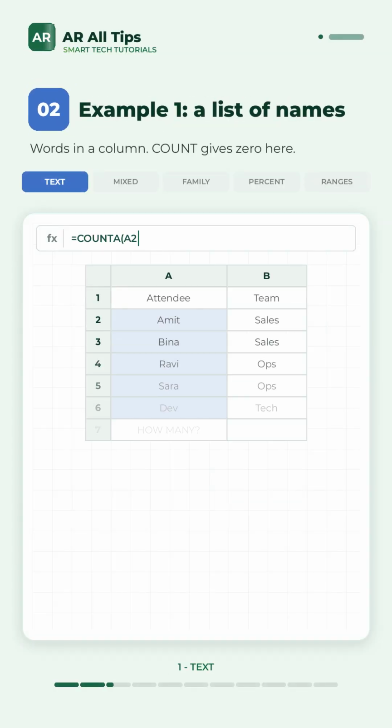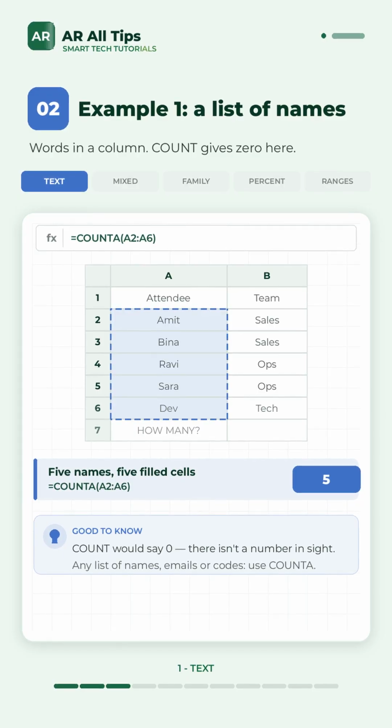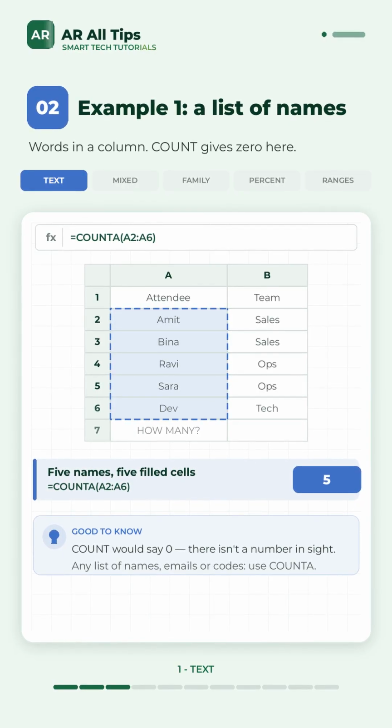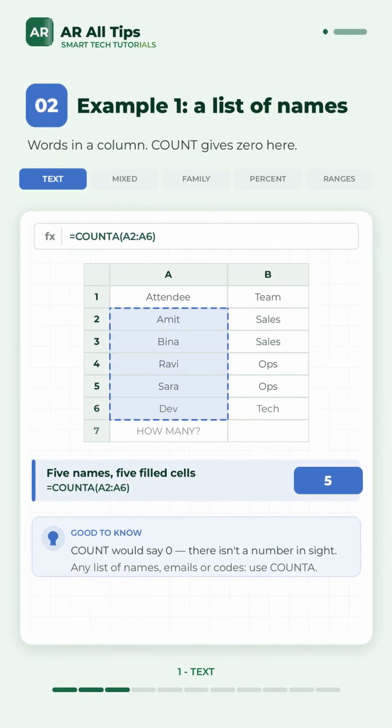Here's the classic. A list of attendees. 5 names in column A. No numbers anywhere. Equals COUNTA, A2:A6, and you get 5. If you'd used COUNT here, Excel would have said 0, and you would have sat there wondering what you did wrong. Nothing. COUNT just can't see words.